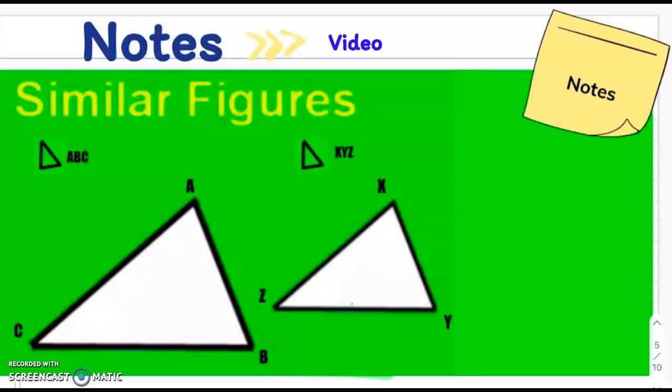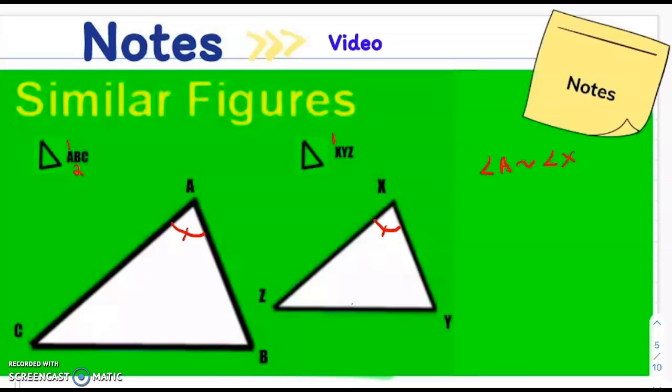In order to identify my congruent angles, I know that on the first one, angle A is first, and on the second one, angle X is first. Therefore, I know that angle A would be congruent to angle X. And I'm going to write it over here as angle A congruent to angle X.